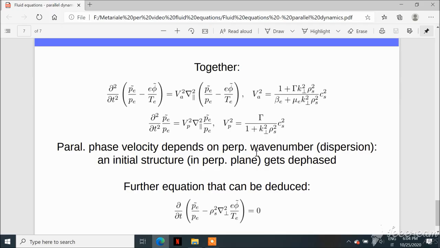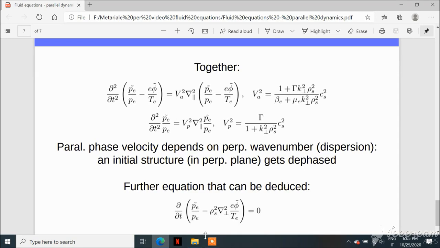Again, here I remind you that these phase velocities depend on perpendicular wave number. So if we have an initial structure, for example, assume some wave package which has some structure, so some shape in the perpendicular plane, which is following, for example, some initial density or electrostatic field distribution. Then with the passing of time, the different modes corresponding to this wave package will dephase, so we lose the phasing between them, and so the wave will disperse. So this is the cause of dispersion.